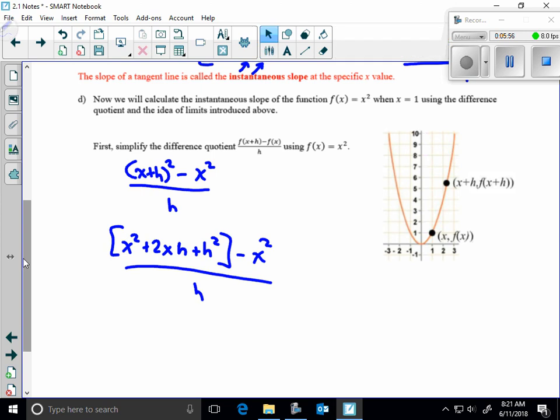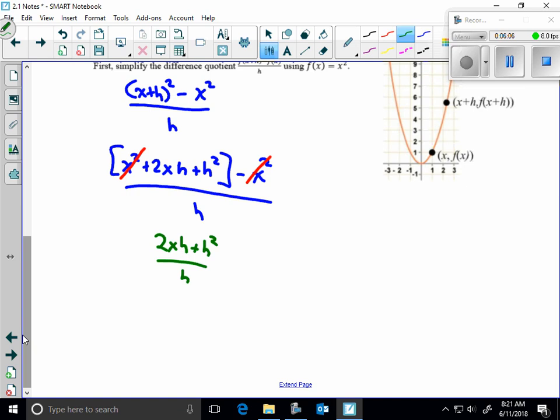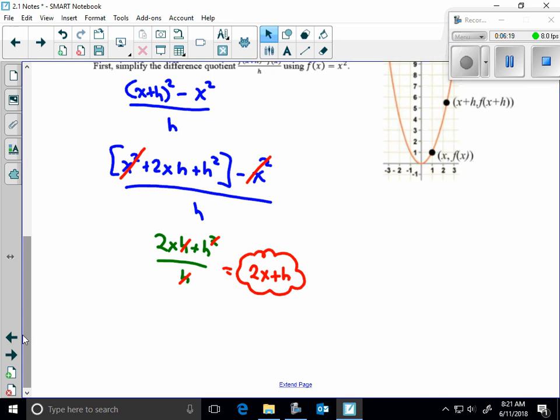So it looks to me like these x squareds will cancel. I'll get 2xh plus h squared over h. And notice in both of the numerator terms we have an h, therefore an h will cancel out of each of those, and our difference quotient simplifies to 2x plus h. Let's see what happens with that in the next slide.